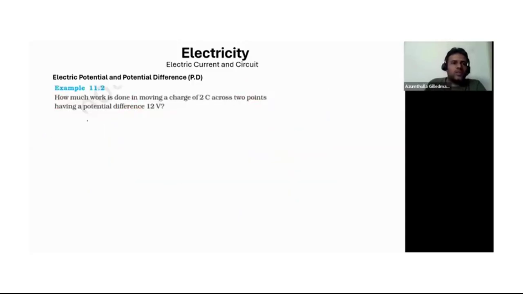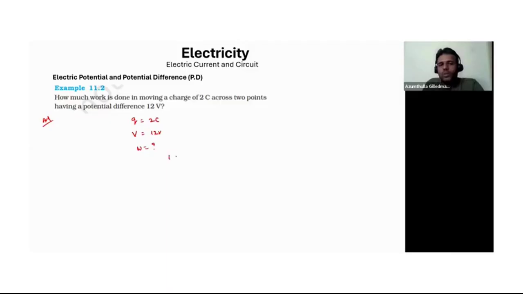All right, now let's look at this example, on how to solve problems with potential difference. How much work is done in moving a charge of 2 C, meaning 2 coulomb, across 2 points having a potential difference of 12 volts? So what is given here? Q is given: Q is 2 coulombs, and the potential difference, capital V, is 12 volts. Now what do we need to find? The work done.